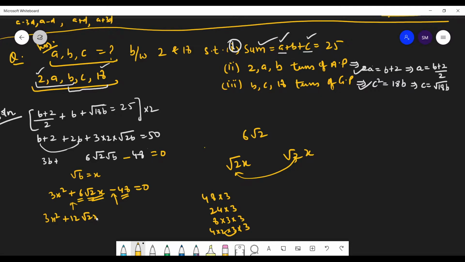So what you would like to do? Why don't you people respond? You can clearly see that, okay, you might be doing your own solutions. So 3, 2 and 16. So now you have x square plus 2 root 2x minus 16 equals to 0.